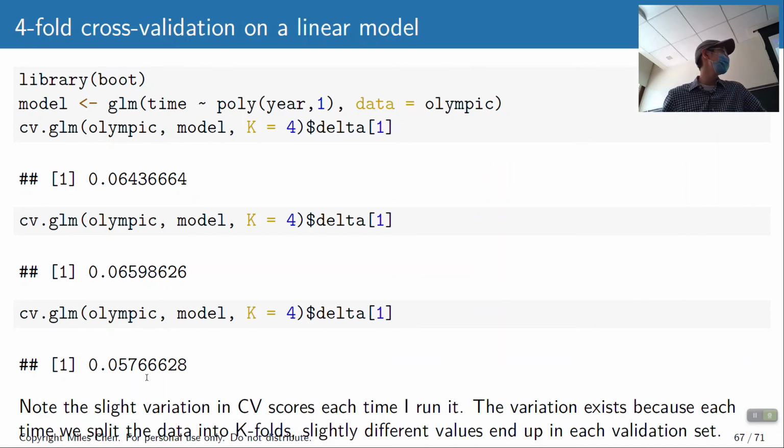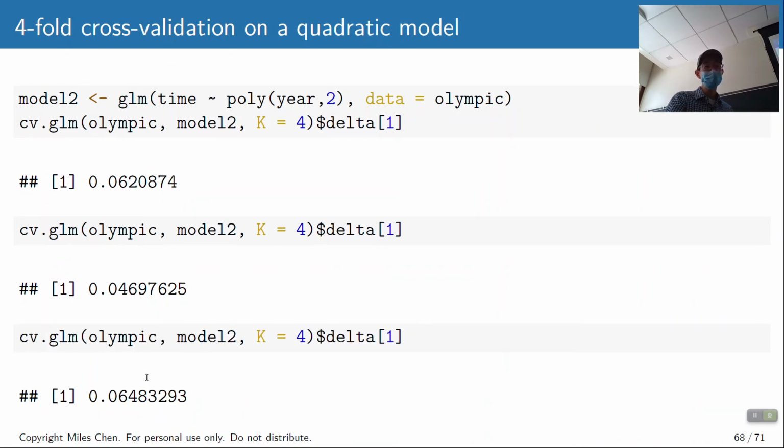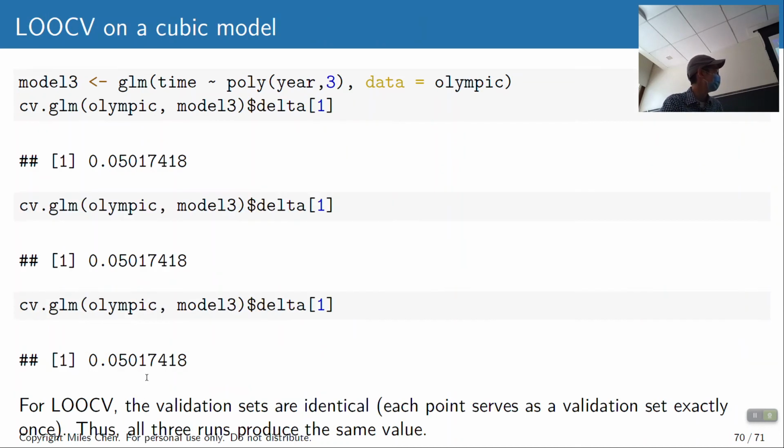Slight variation each time I run it, because every time I run it, different values end up in my different folds. Here it is on a quadratic model, 0.062, 0.0469, 0.0648. Here it is on the third order polynomial, 0.049, 0.064, 0.0709. So right now these are all kind of all over the place.